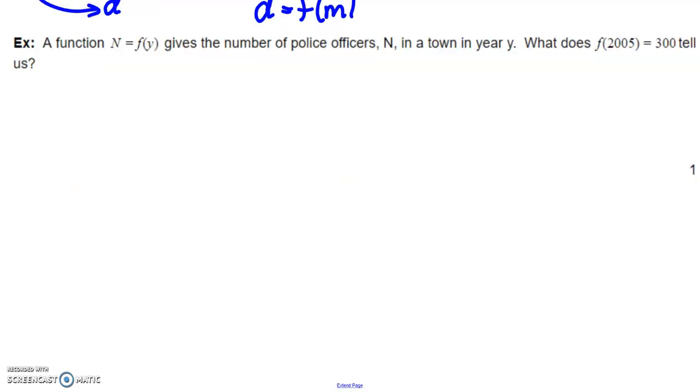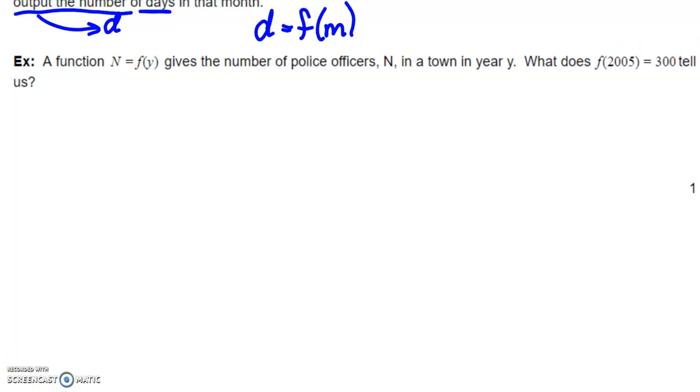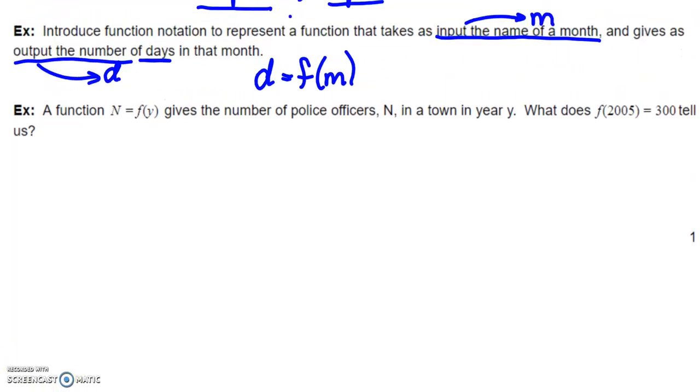Okay? All right, last example, a function N equaling F of Y gives the number of police officers, call it N, in a town in year Y. So we have 2 letters there, N and Y. What does F of 2005 equaling 300 tell us? So we're going to put meaning to that.